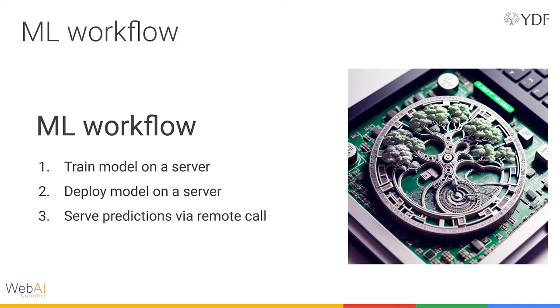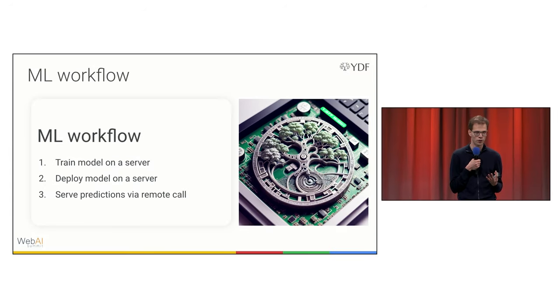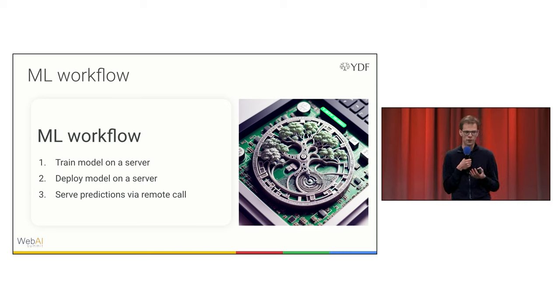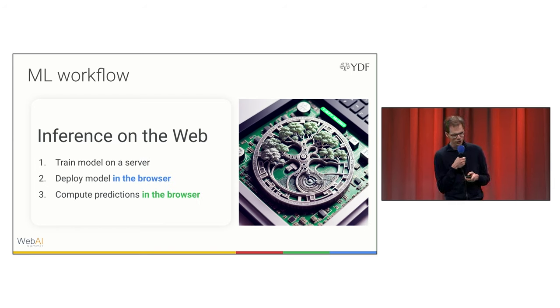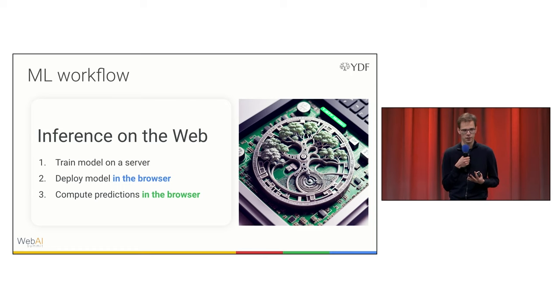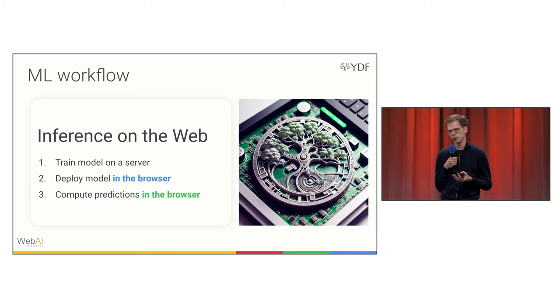Let me take you back to the very first talk that Jason gave, where he talked about the ML workflow, the typical ML workflow that's not on the web. You have a server where you train a model, and then you deploy that model on a different server, and that server then serves predictions to your web application. And that's a very simplified but very traditional workflow. Then you can bring this to the web by saying, OK, the inference is on the web. So I train the model on some server using some data, but then I deploy the model in the browser. And things mostly now work offline because I can compute predictions in the browser.